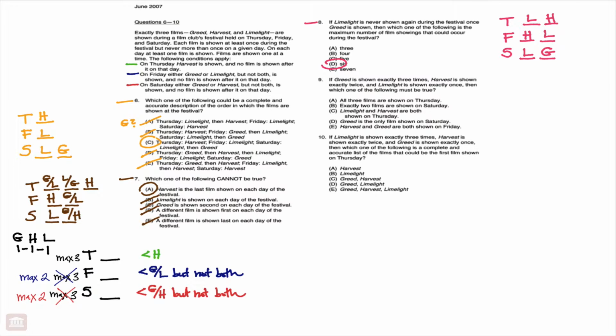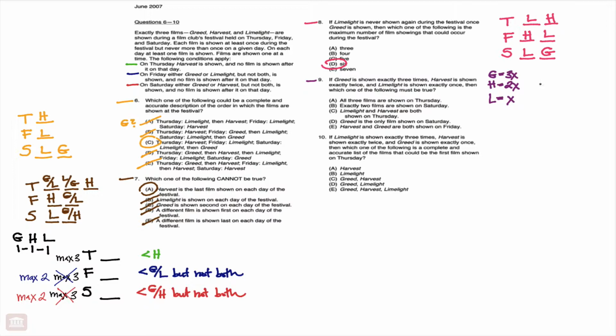Moving on to question number 9. If greed is shown exactly 3 times, harvest is shown exactly twice, and limelight is shown exactly once, which of the following must be true? All right, so they're telling us greed is coming 3 times, H twice, and limelight exactly once. Which of the following must be true?